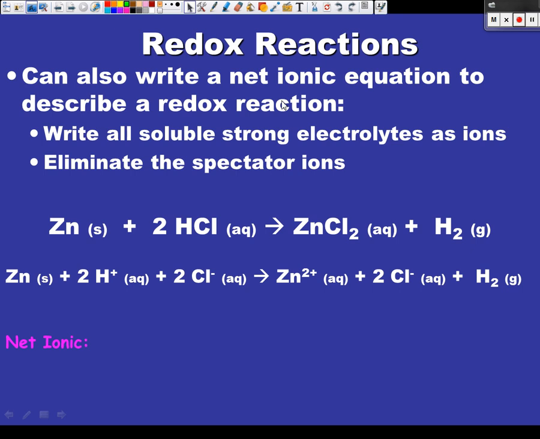Now, you can also write net ionic equations to describe redox reactions, right? All soluble strong electrolytes as ions. That's the bust. So beside this second bullet where it says write all soluble strong electrolytes as ions, write bust beside that. And then it says eliminate the spectator ions. That's your cancel. So we're going to balance, we're going to bust it, and we're going to cancel it.